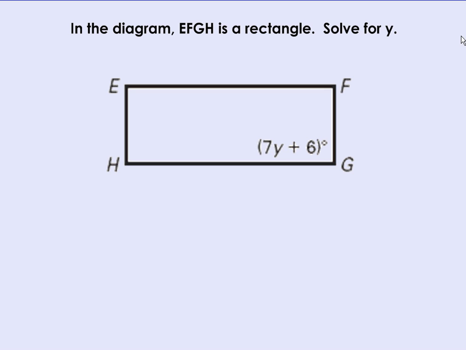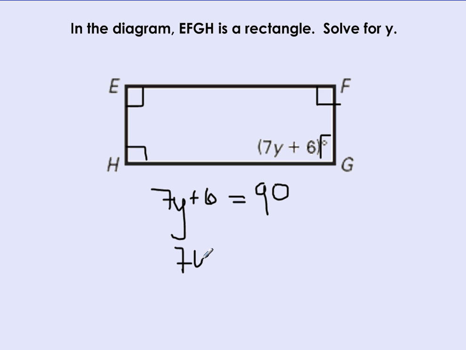We can use these properties to solve for measures. So in this diagram, we're given that EFGH is a rectangle, and we need to solve for y. Well, taking a look at this, I know that a rectangle needs to be equiangular, and the only way that'll happen is if all of its angles are equal to 90 degrees. So we can set up an equation saying that 7y plus 6 is equal to 90 degrees, and we can use that to solve for y.